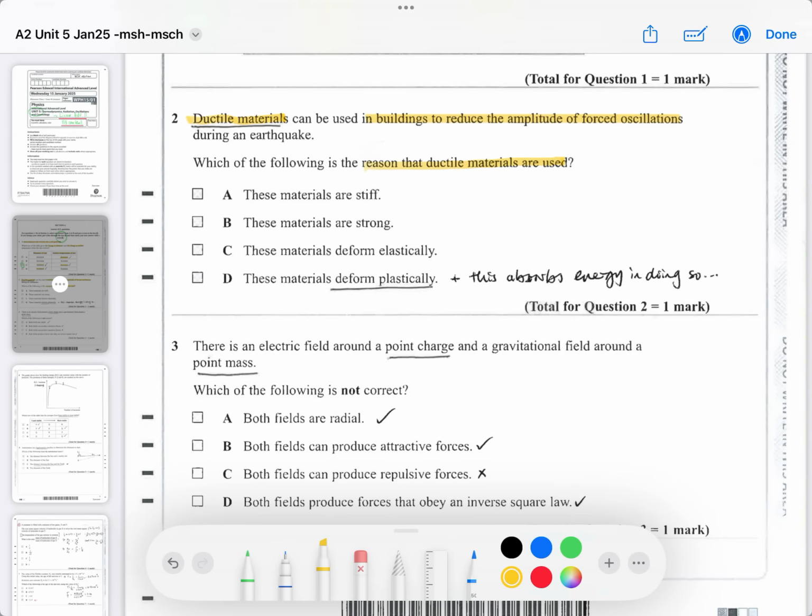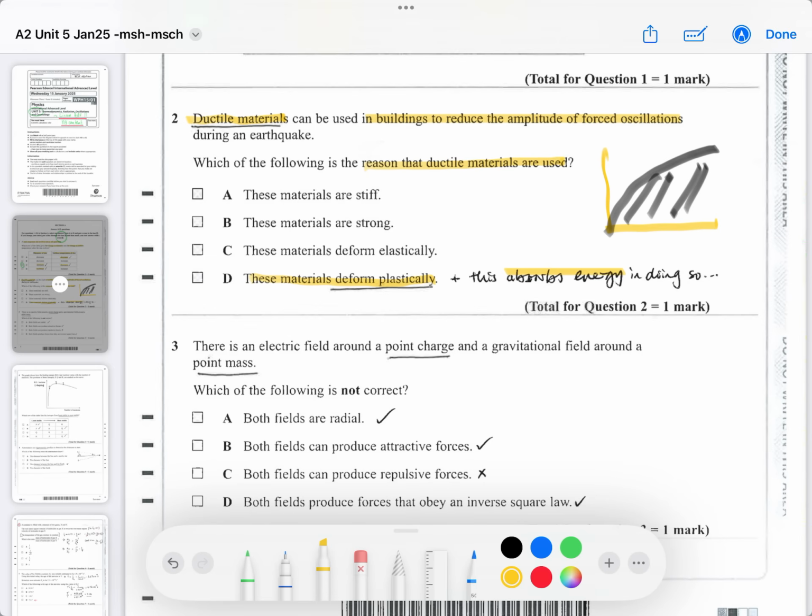It's D. These materials deform plastically, and plastic deformation, remember when you do a graph, yeah, plastic deformation is when you do the line, it goes like that, and obviously the energy of stress strain, yes, so stress strain looks like that, and the area underneath it is equal to the energy that is stored in it elastically. Okay, so you want one which deforms plastically to absorb the energy.